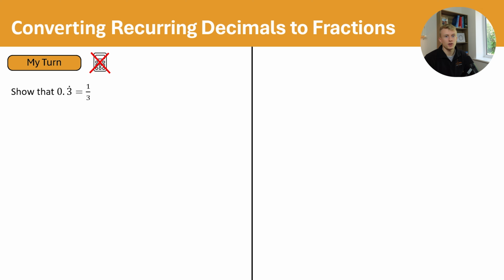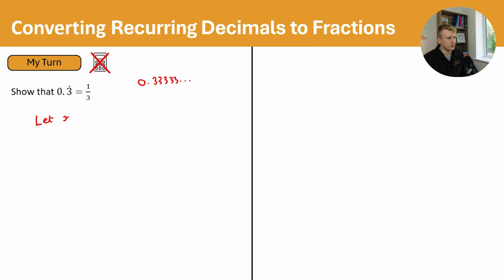In this lesson, we're going to look at how we convert recurring decimals to fractions. Let's look at our first example. Show that 0.3 recurring is equal to 1/3. It's just worth quickly showing that 0.3 recurring means that this 3 digit goes on forever and ever. And to show that 0.3 recurring is equal to 1/3, we're going to start by saying this.